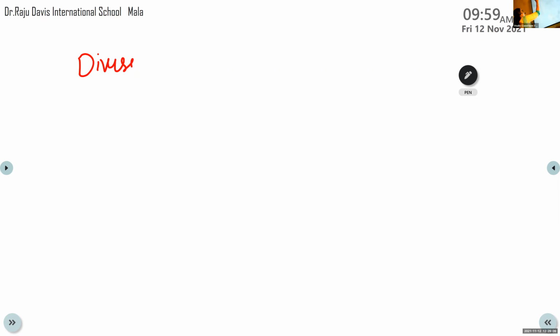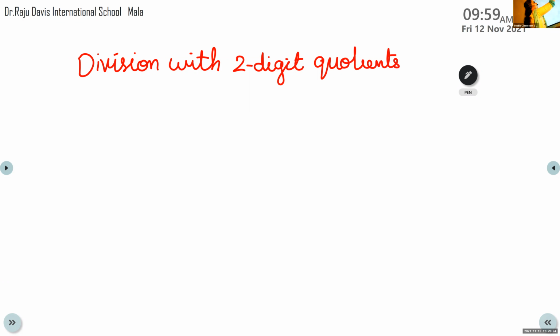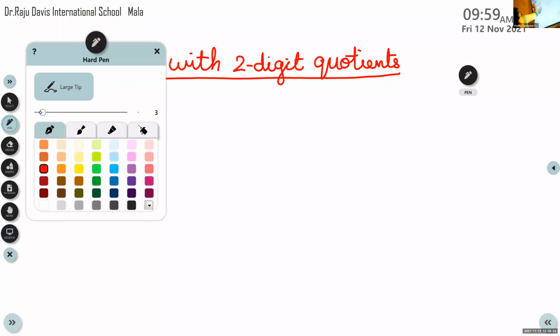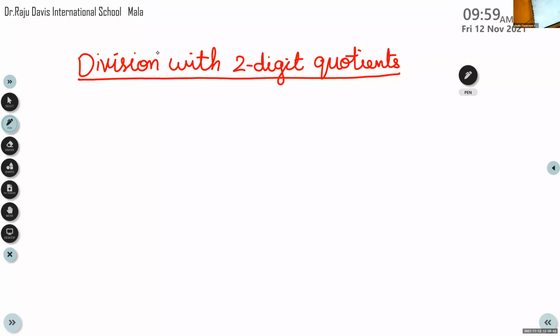Now the heading is, don't write anything. Division with two-digit quotient. Now, don't ask me again whether you have to write the notes. No need of touching the notes or book now. Till yesterday we were doing with one-digit quotient, and today we will do with two-digit quotient. Now, all of you close your book. If you have opened it, close your book and fold your hands and look here.